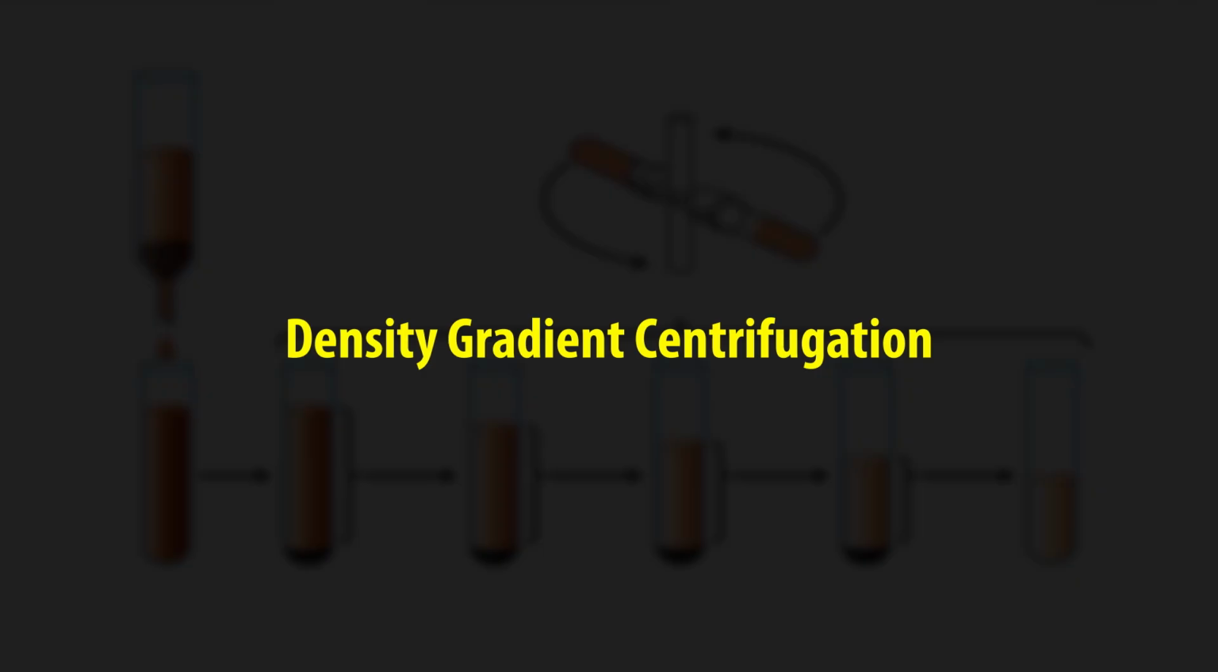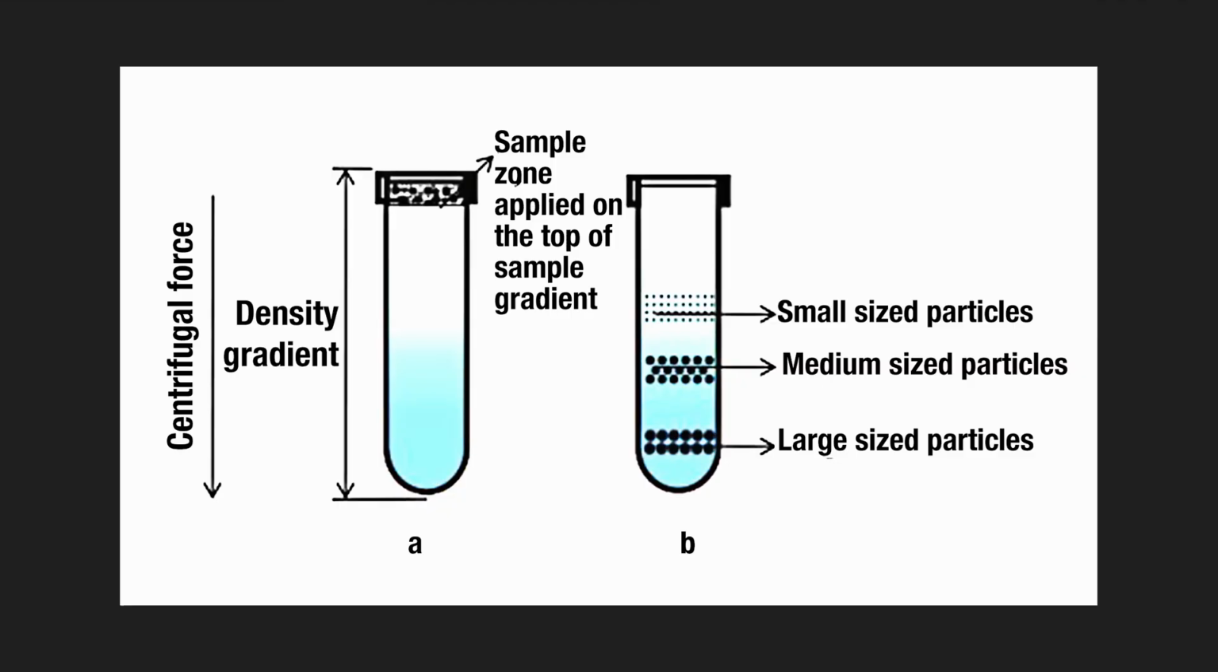We will now discuss the density gradient centrifugation principle. Density gradient centrifugation is a sophisticated technique in cell biology and biochemistry that separates cellular components with high precision based on their buoyant density. Unlike differential centrifugation, which relies on size and sedimentation rate, density gradient centrifugation uses a density gradient medium to allow particles to migrate to a position where their density matches that of the surrounding medium.